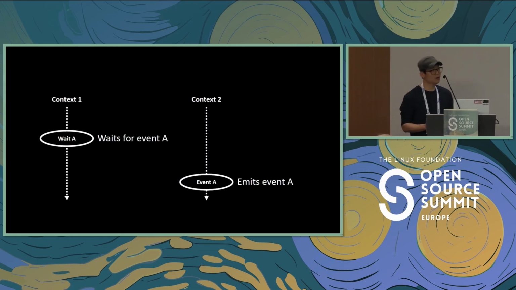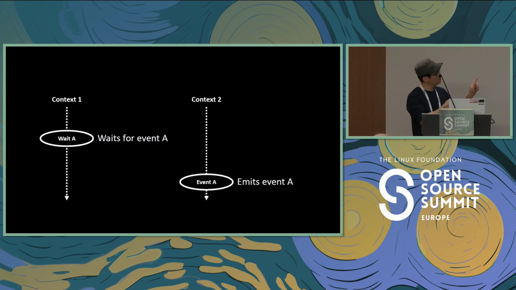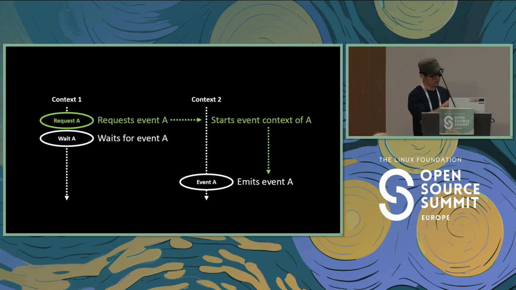Okay, this is about how wait and event work. When it comes to wait and event, to ensure event A, that wait A is waiting for, is triggered before putting the context to wait state, this context must request to start event context toward event A.